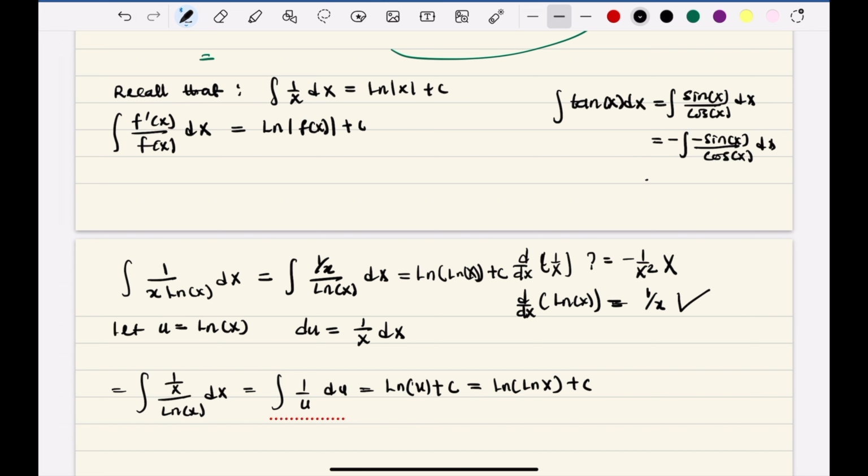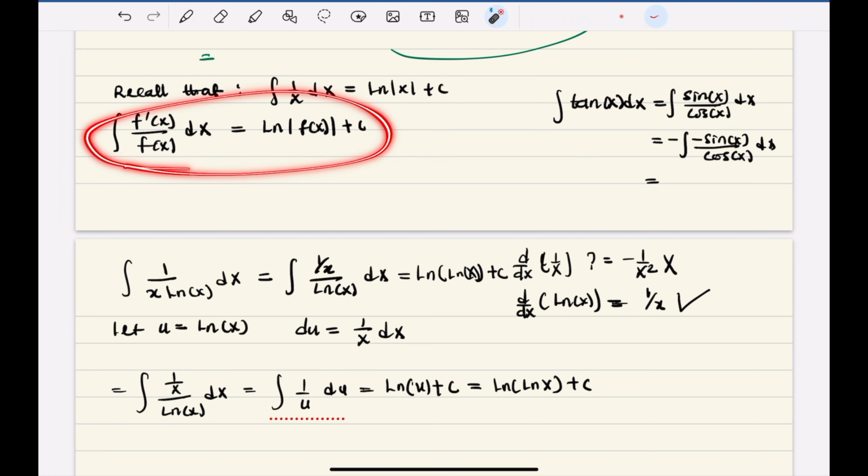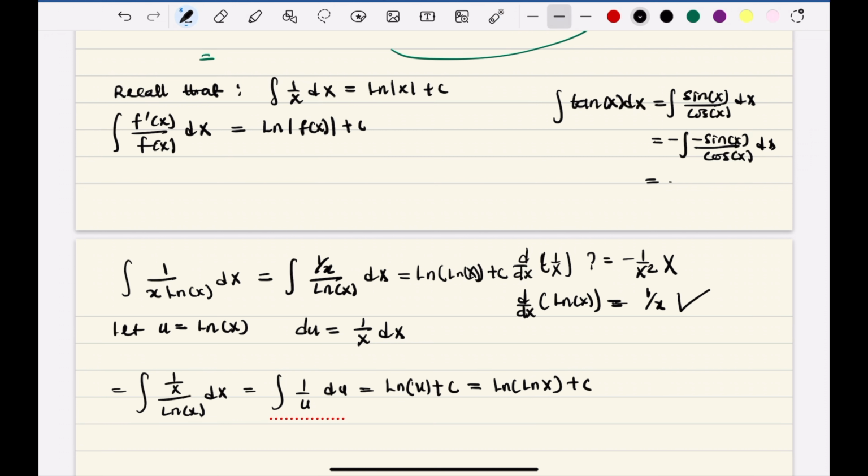And of course, if I differentiate cos x, I'm going to have negative sine x. That means that's a green light. I can use this expression over here. So what's the answer? The answer is just basically going to give us negative of ln of cos x. Then we can add our arbitrary constant c.